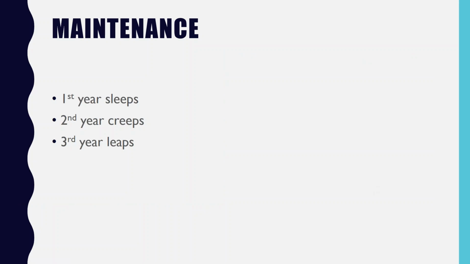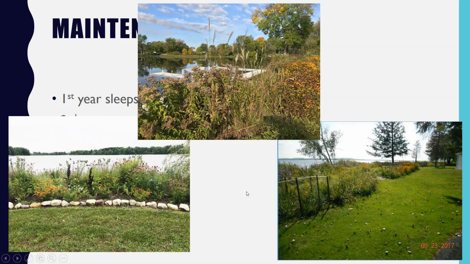And then the third year it leaps. So that third year is where you really see that explosion of the plant. You see lots of blooms, you see the plants get really big. And that's when people are really happy. So when choosing native plants, you have to be patient. So in these 3 pictures, you can see they're in their third year. You see a lot less mulch. You see lots of variety. You see lots of blooms.